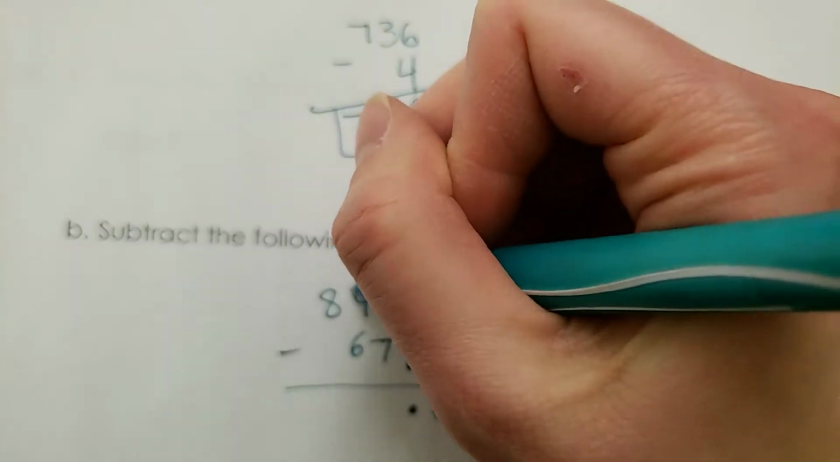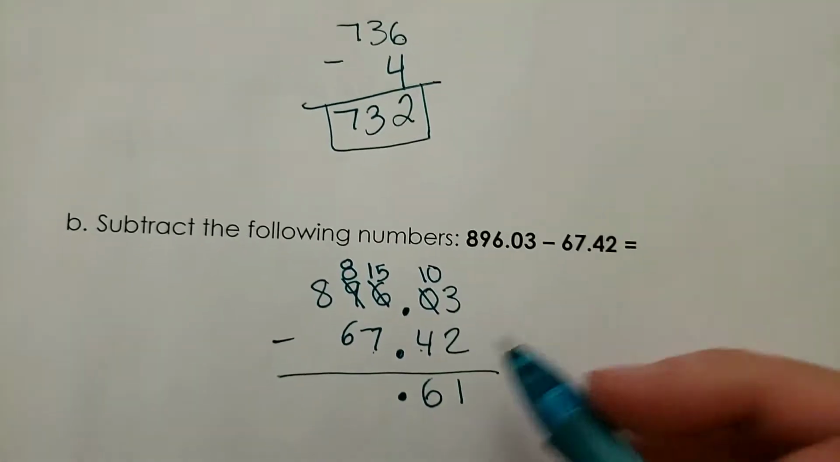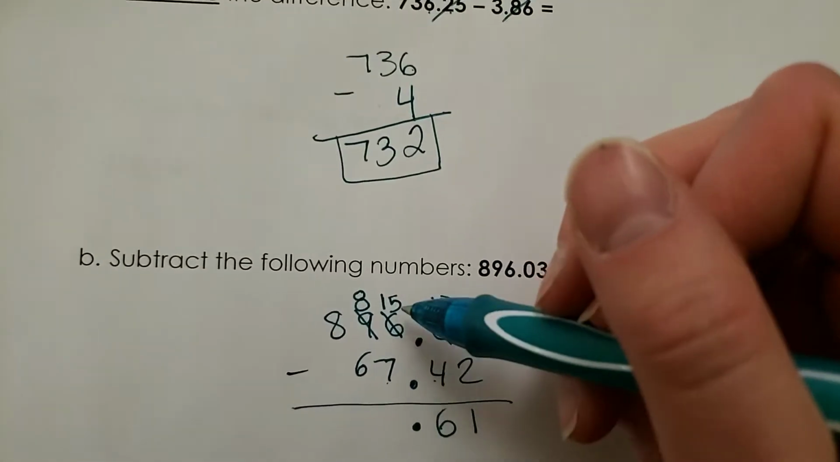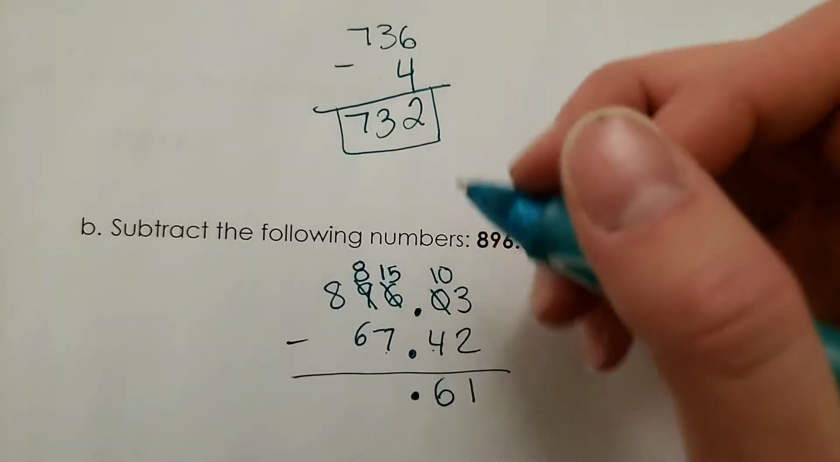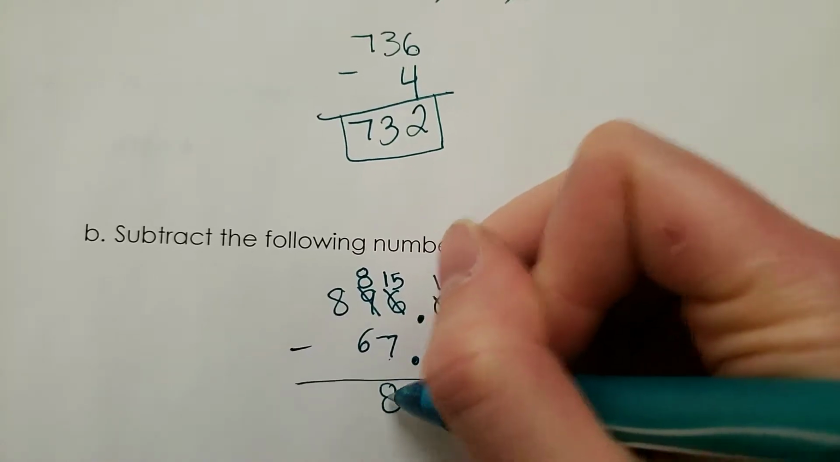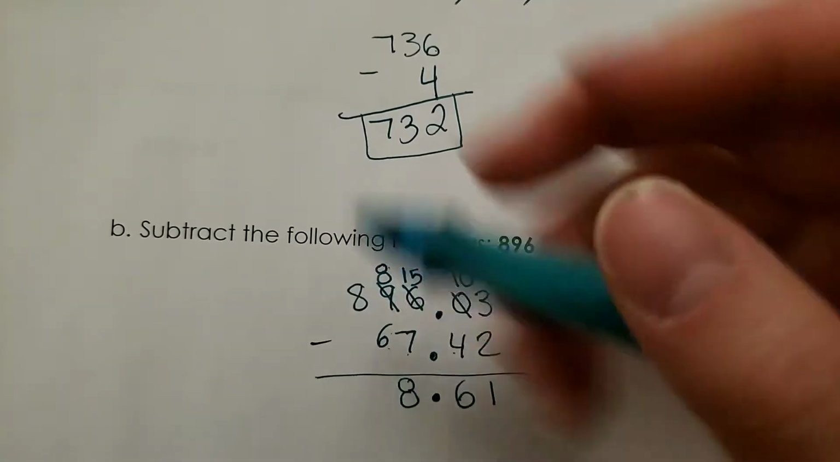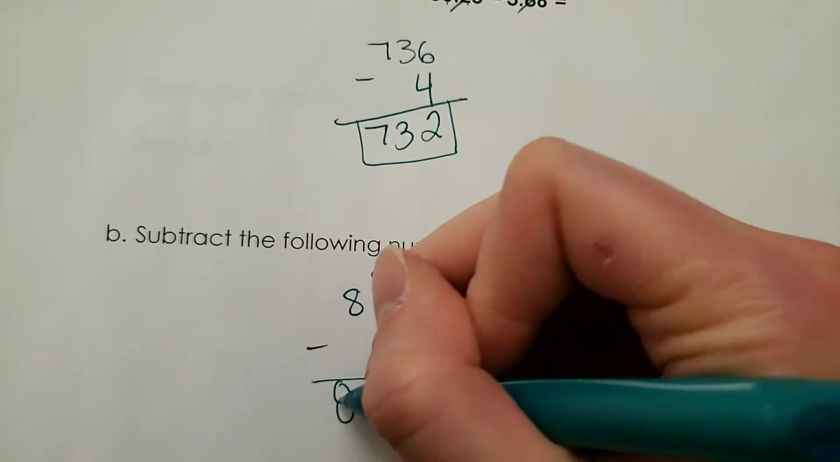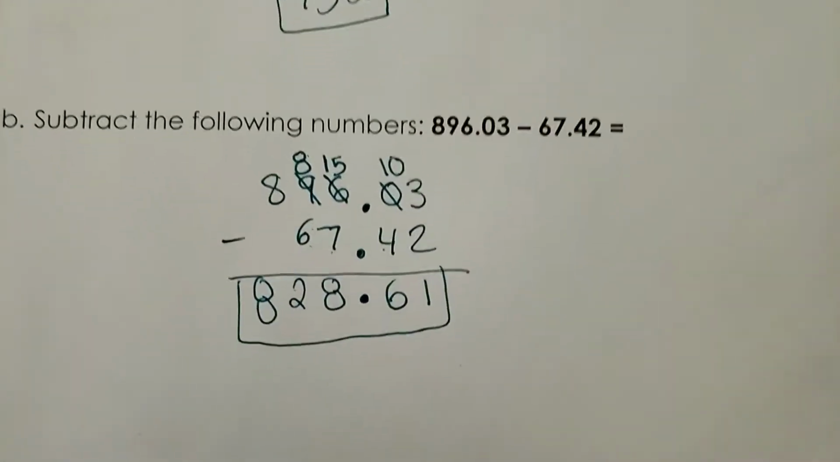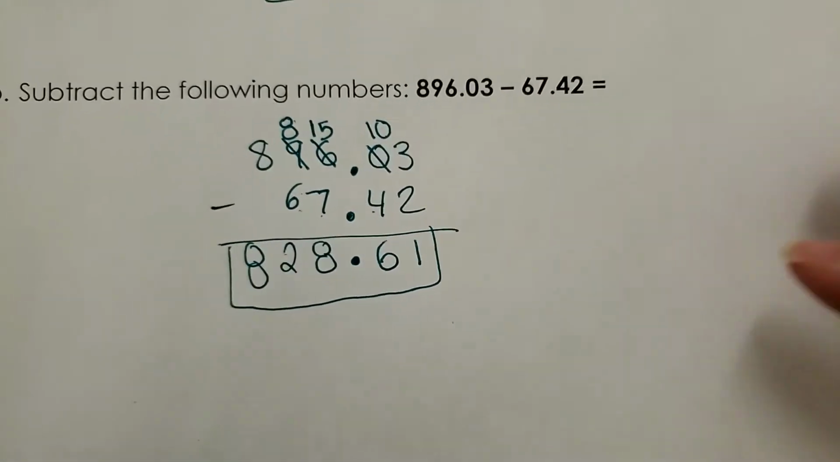We're going to turn it into a 15 by borrowing from the 9, turning it into an 8. So 15 take away 7 is 8. And then the 8 minus 6 is 2, and 8 left over. So our answer is 828 and 61.